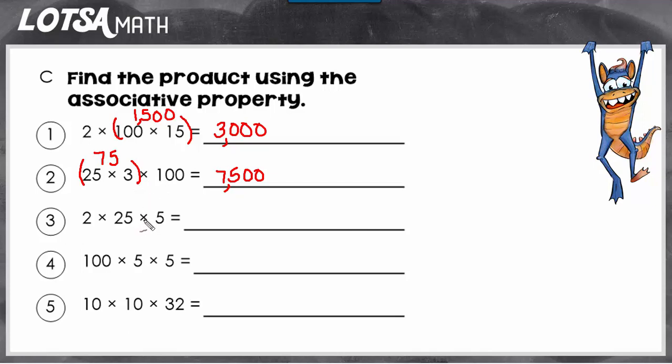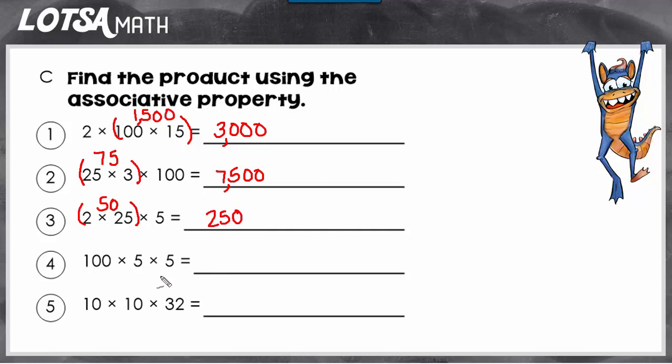So let's look at number 3. Okay, so I could group it with 25 times 5, but that's not a real easy problem. 25 times 2 is, I know that if I have 2 quarters, I have 50 cents. And then when I see 50 times 5, that makes that easy to solve. I can do I Spy 5 times 5 with 1 zero, 250.